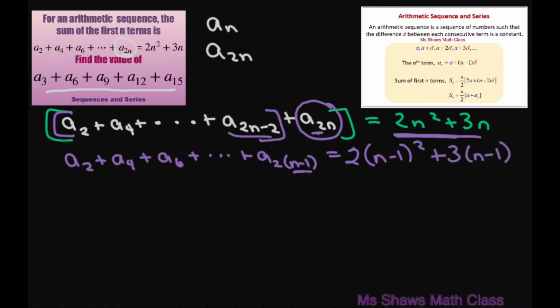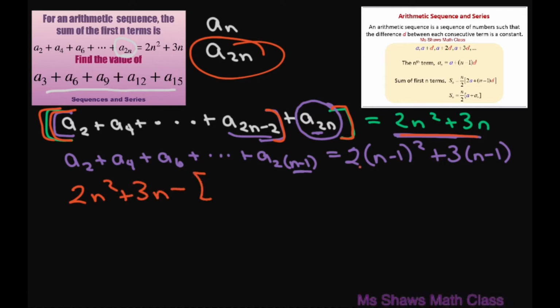All right, and now we're going to subtract these two. I'm going to take this whole sum and subtract the smaller sum, so I can find the last term. So this is going to be 2n squared plus 3n, and then you subtract this part. Let's take care of that. It's going to be 2 times n squared minus 2n plus 1 plus 3n minus 3.